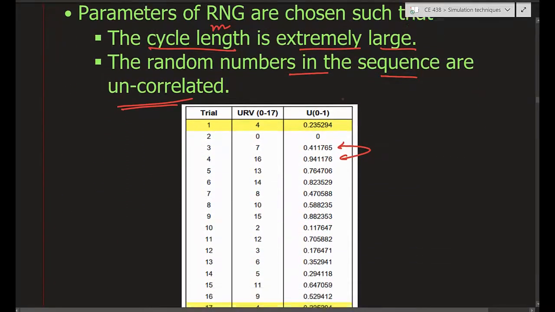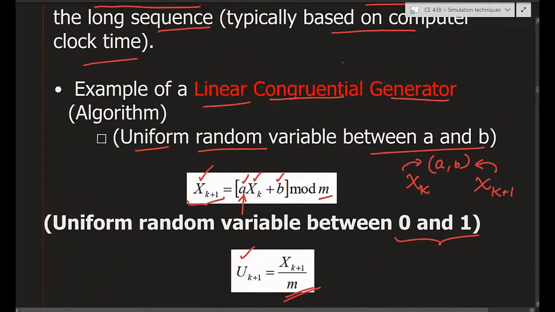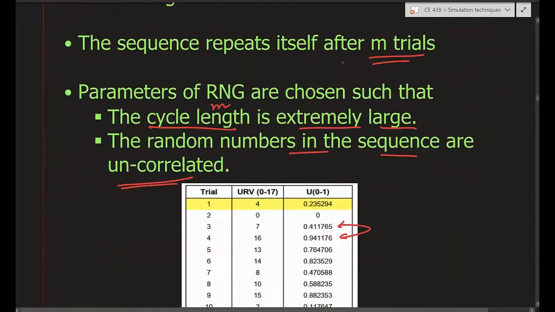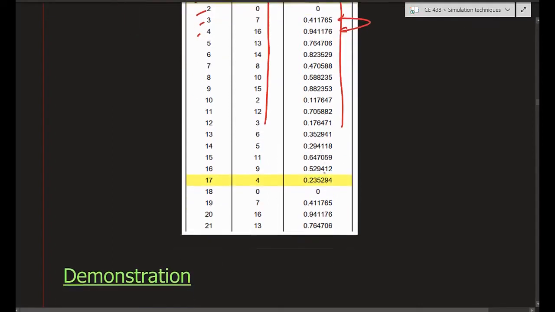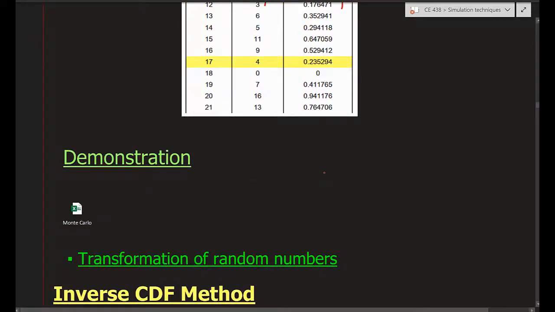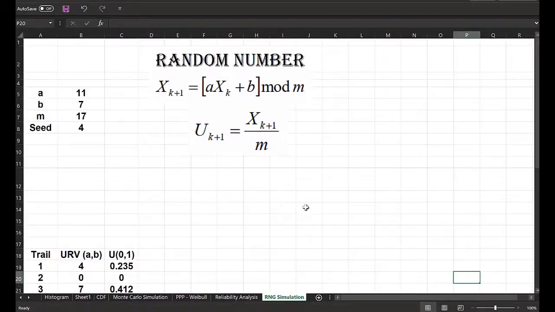Using whatever a, b and m we have, we simulate the random numbers, and these are the random numbers for trials 1, 2, 3, 4. Correspondingly, we simulated the uniform random number between 0 and 17, and the uniform random number between 0 and 1. We will illustrate this using an Excel sheet so that you can understand what we are saying here. Let's go to this Excel sheet for the random number generation.